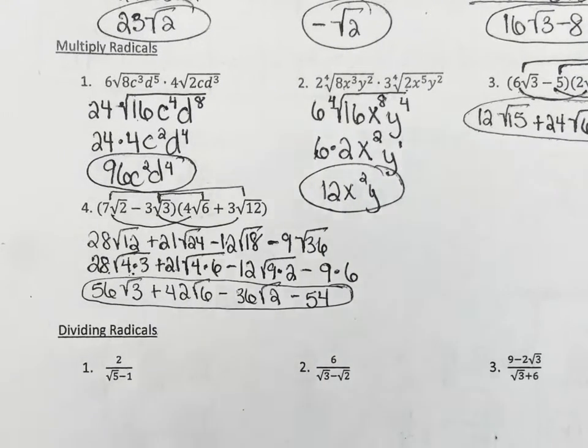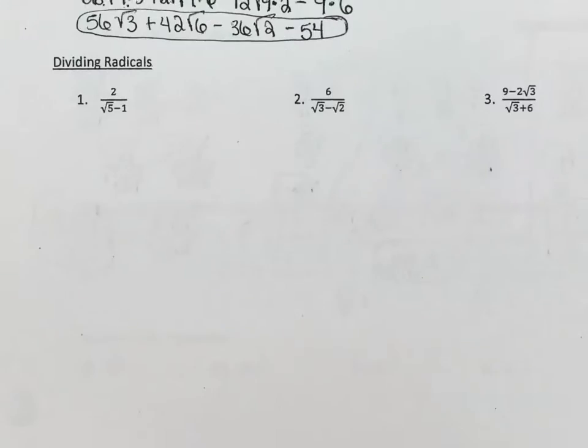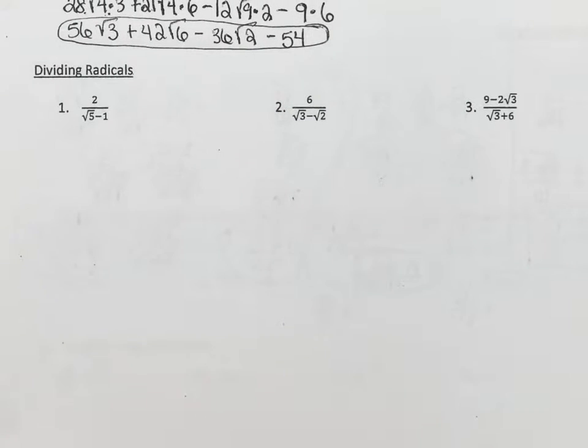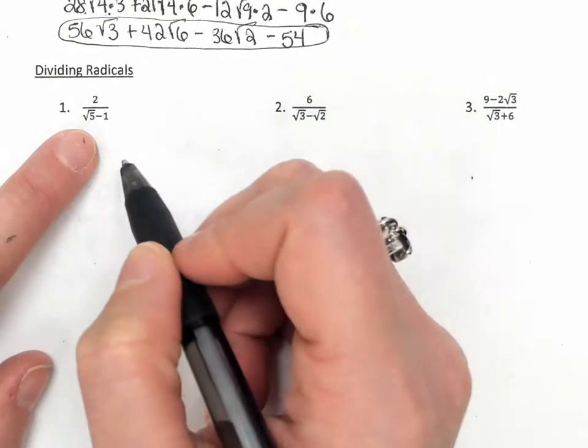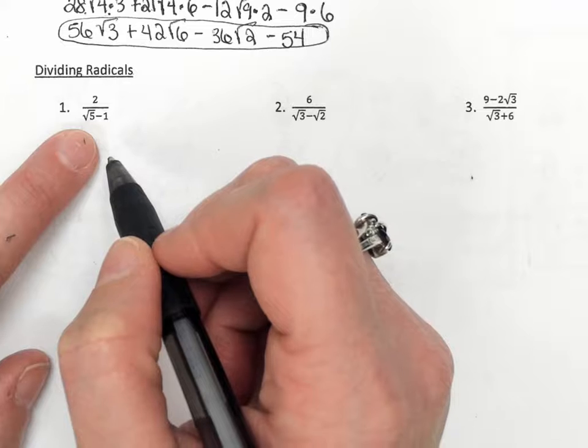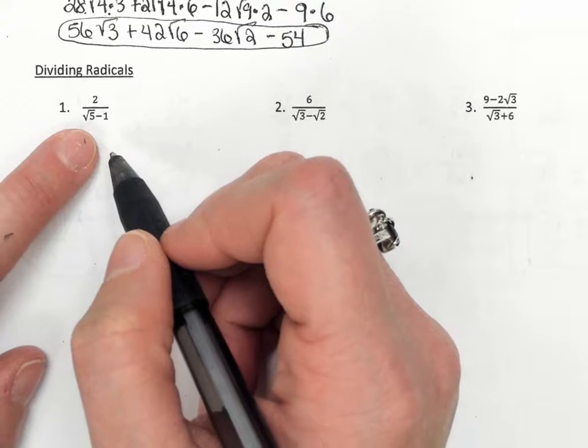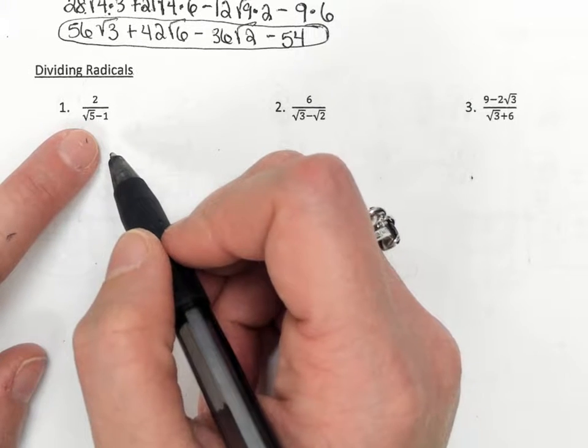Now, dividing radicals is the same as rationalizing the denominator. What is wrong about all 3 of these problems? All 3 have a square root on the bottom. Now, these are different than yesterday. Why are these different than yesterday? Because it's more than just one term. There you go. You have to multiply by the conjugate. What is a conjugate?